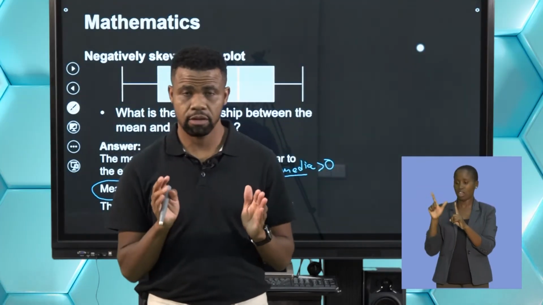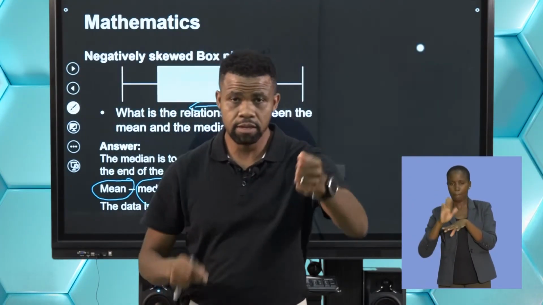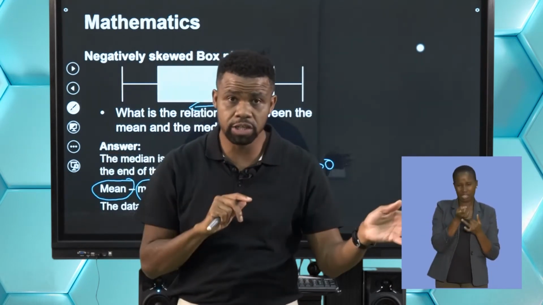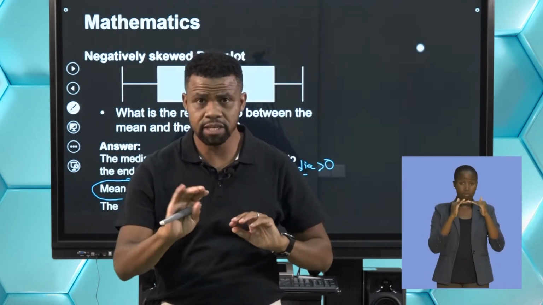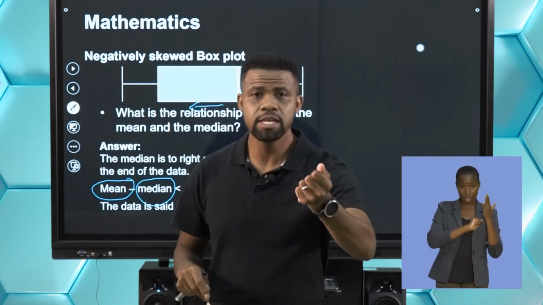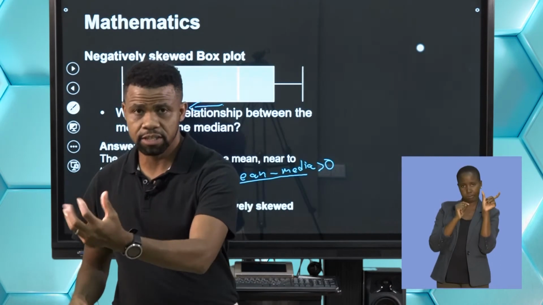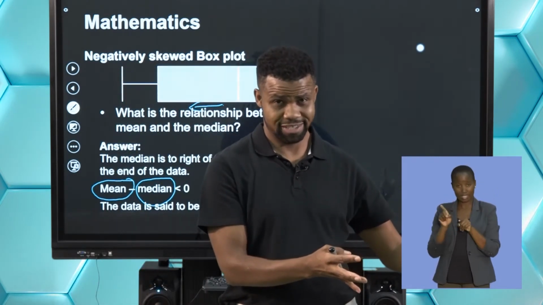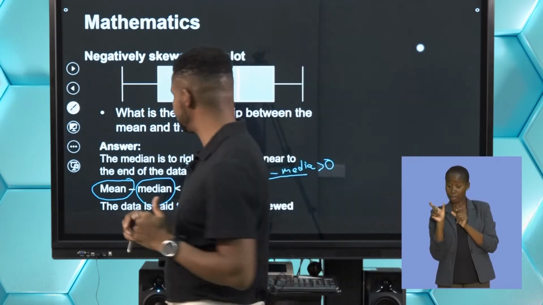Are we together? Let's look at that. Mean minus median close to zero: symmetrical. Mean minus median bigger than zero: positively skewed. Mean minus median negative: negatively skewed. Good. Makes sense? Super.